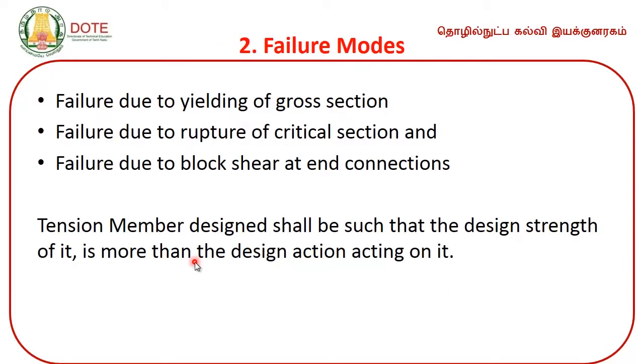And failure modes, how the tension member will fail: failure due to yielding of gross section, failure due to rupture of critical section, and failure due to block shear at end connections. Failure due to yielding of gross section means the entire area will be subjected to yielding uniformly, and because of that yielding the member will fail. That is the first mode.